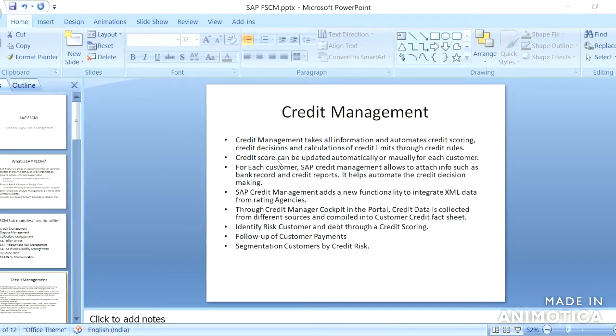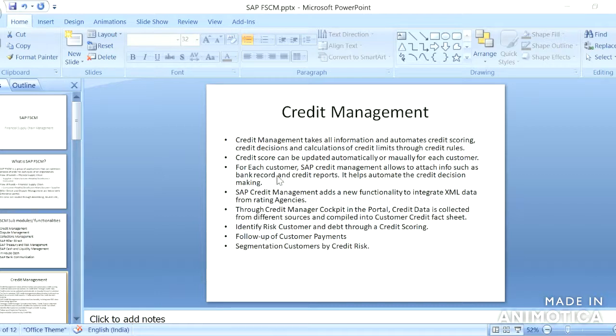So the credit score will be updated automatically or manually. If it is prompt payment, he is paying very promptly, it will get updated with a good score. If he failed to pay one of the payments on time, then for that payment the credit score will be a little bit less. Like that, it will calculate the credit score for each and every transaction.